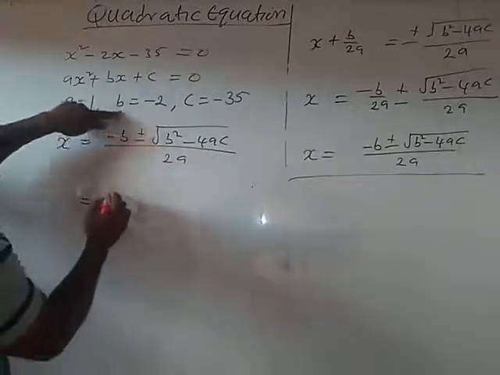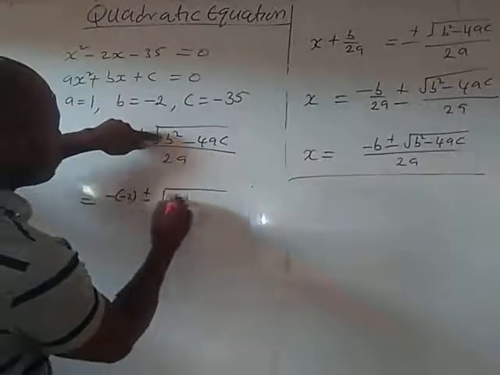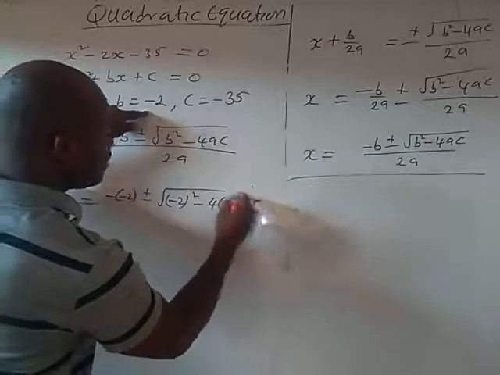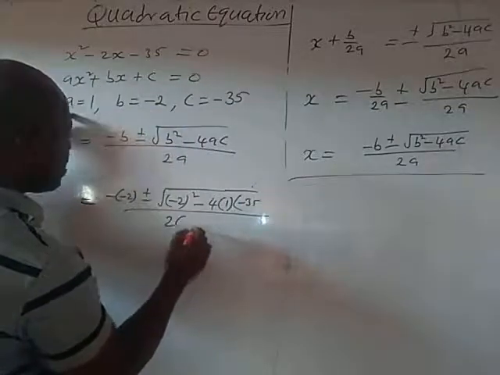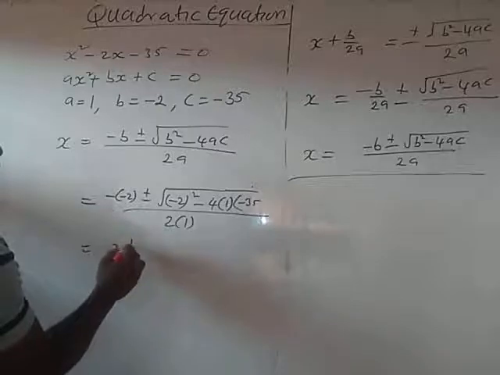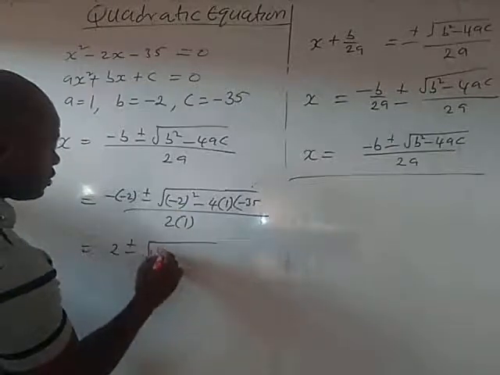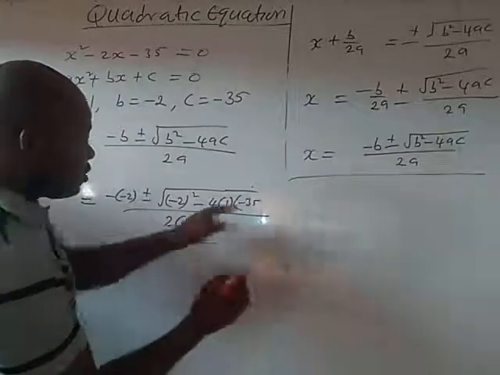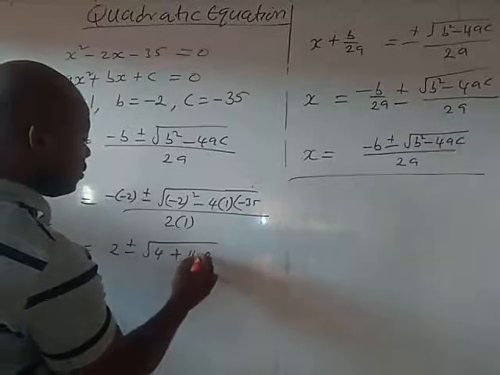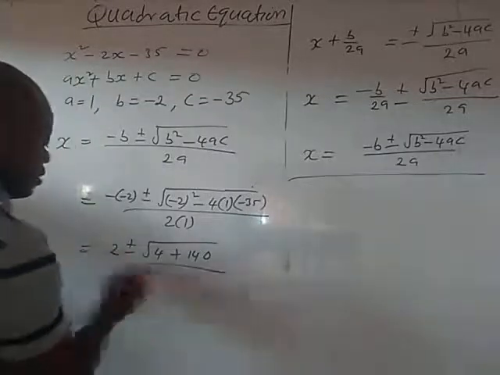What is our b? Our b is minus 2, that is minus of minus 2, plus or minus the square root of minus 2 squared minus 4. What is our a? 1. What is our c? Minus 35, over 2. What is our a? 1. So that we have minus 2 squared, this will give us 4. Minus times minus will give us plus 4 times 35. This one will give us 140, all over 2.